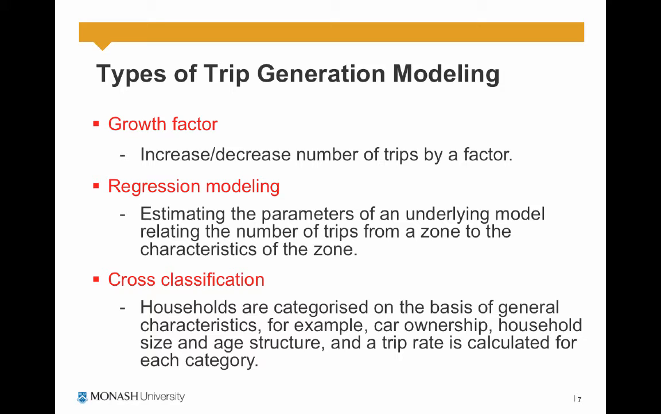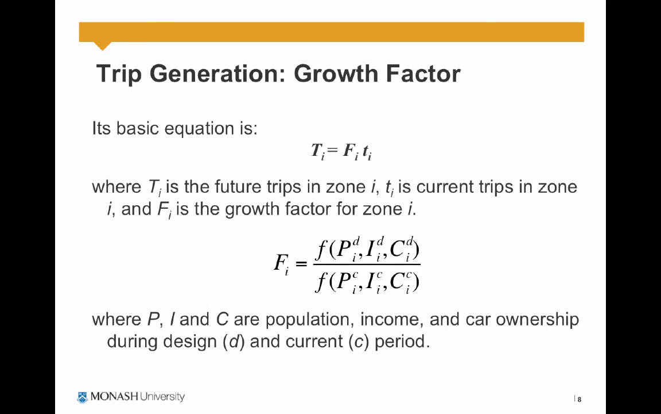For example, a category that has a low car ownership, large household size, and similar other categories. In the growth factor method, the basic equation is that you multiply a growth factor to the existing trip rate of the base year to get the trip rate in the horizon year.